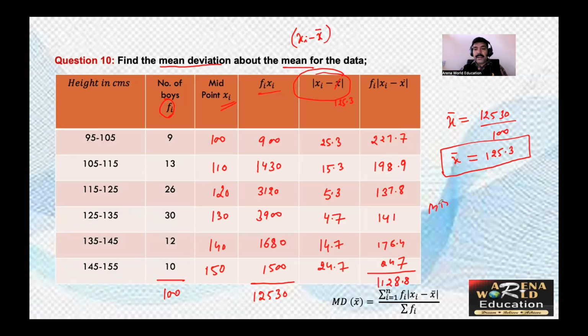That is mean deviation about the mean. That will be equal to 1128.8 divided by summation fi, and it was 100. So I think the result at this point is easy. So this will be what? 11.288, or you can write 11.29. So this will be your final answer.